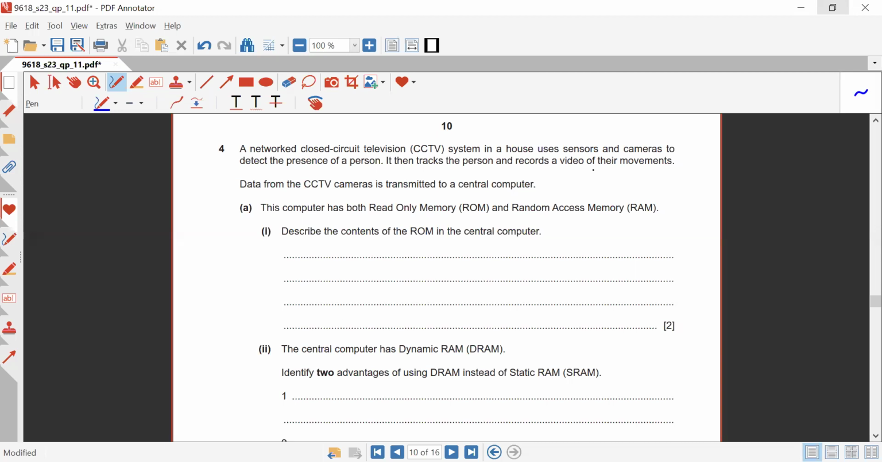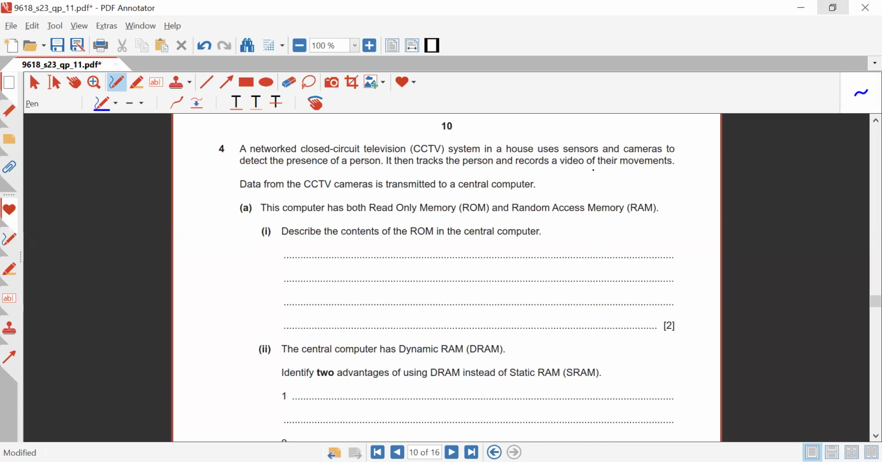It says a network closed circuit television CCTV system in a house uses a sensor and a camera to detect the presence of a person. It then tracks the person and records a video of their movement. Data from the CCTV cameras is transmitted to a central computer. This computer has both read-only memory ROM and random access memory RAM. Describe the contents of the ROM in the central computer.